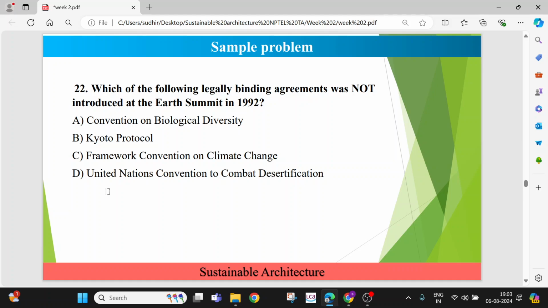The Kyoto Protocol was not one of the legally binding agreements opened for signature at the Earth Summit in 1992. You can go into detail on Google, or in lecture 4 of week 2, where it is clearly mentioned that the Kyoto Protocol was adopted five years later, building on the foundation laid by the UNFCCC. The other three agreements in the options, the Convention on Biological Diversity, the Framework Convention on Climate Change, and the United Nations Convention to Combat Desertification, were indeed established during the Earth Summit held in 1992. So all of you understood the question and gave the right answer.